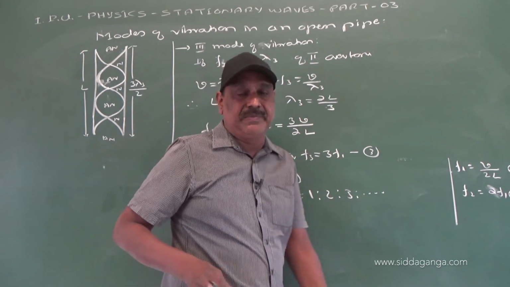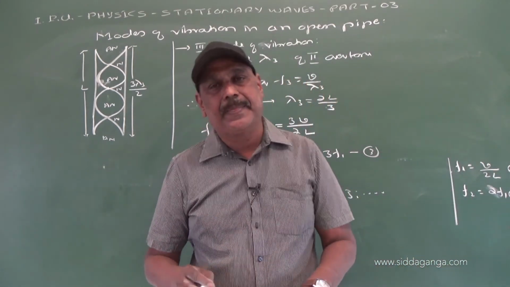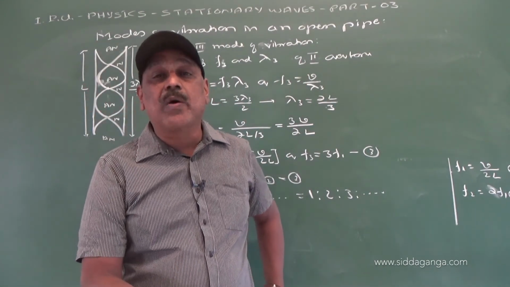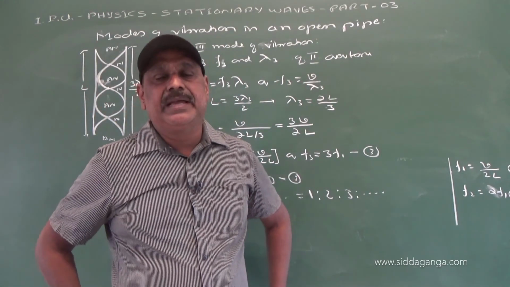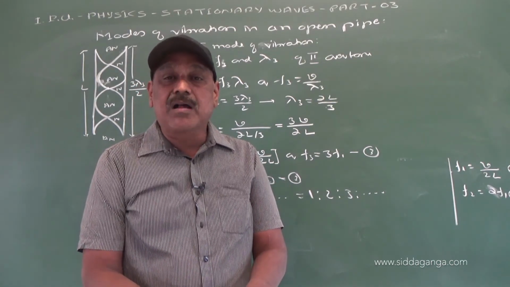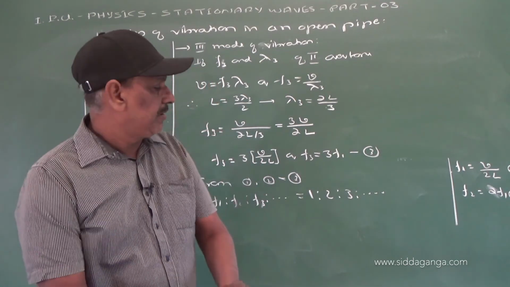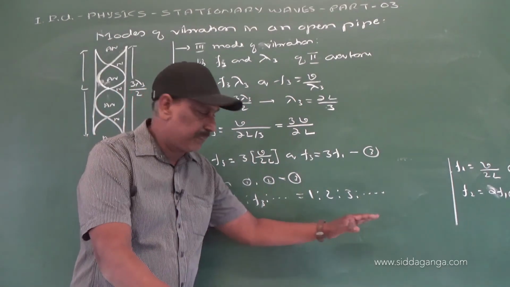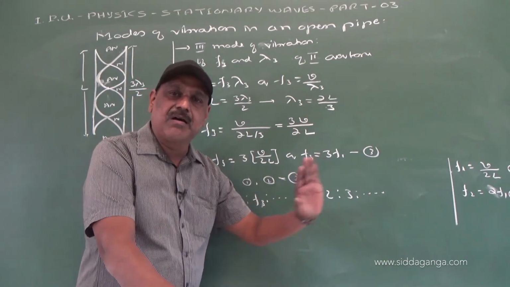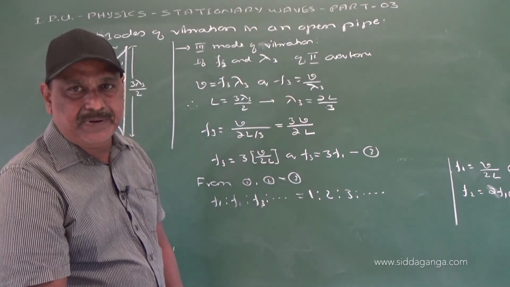It is very much similar to the modes of vibration in a stretched string. That means we say that the frequencies of overtones of a stretched string are harmonics of the fundamental frequency. That means here we have all the harmonics present, both odd harmonics and even harmonics.